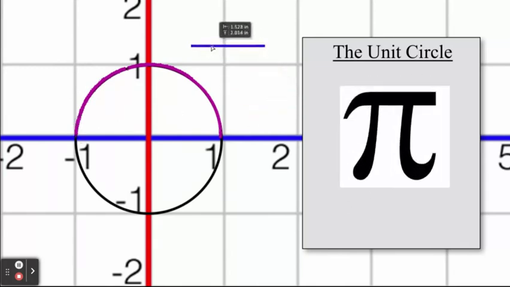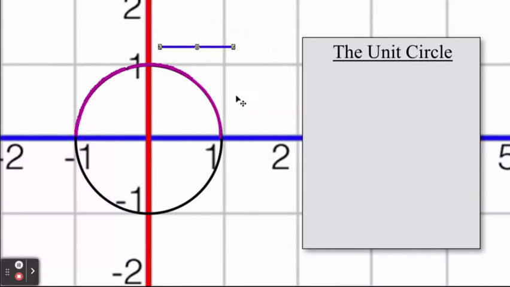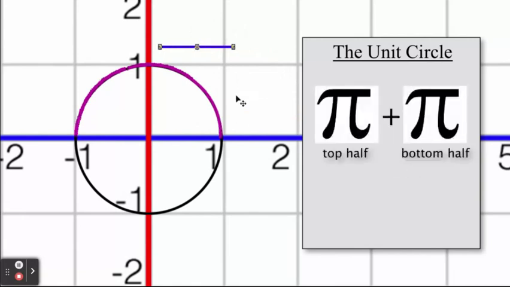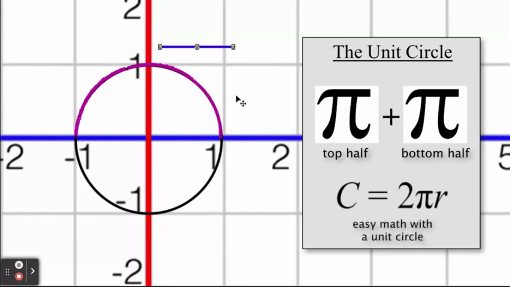So around the very top half of the circle is pi radians, and the bottom half of the circle is another pi radians. So the complete circumference around a unit circle is 2 pi radians. This should be familiar. If we go to the formula for the circumference of a circle, it's circumference equals 2 pi r. Well, since we've got a radius of 1, that makes the math simple, right? There you go. So now you know how the formula got to be that way.